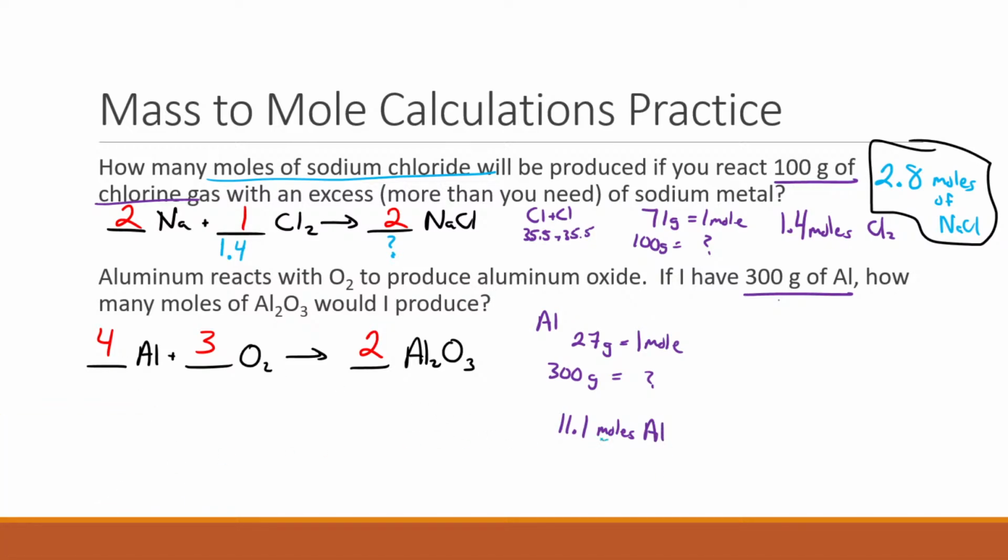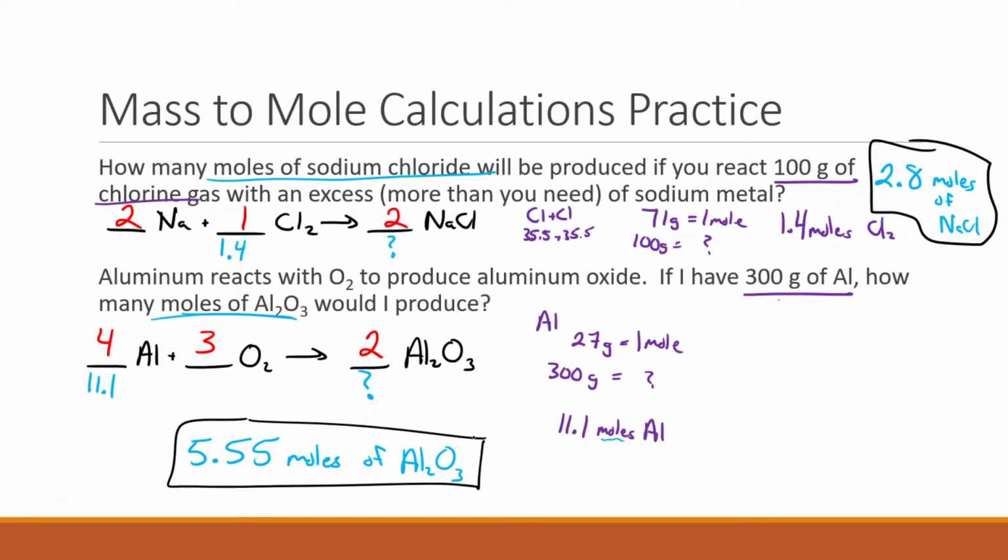Now that we have moles, we can put that in our mole ratio. They're asking us about moles of aluminum oxide. 4 over 11.1 equals 2 over x. 4 over 11.1 equals 2 over 5.55 moles of aluminum oxide. And that will be our answer.